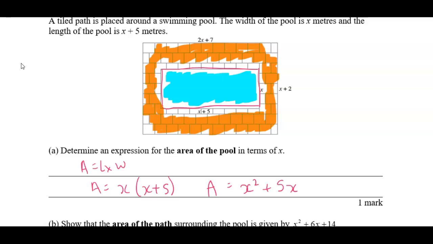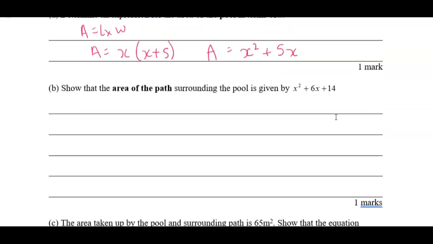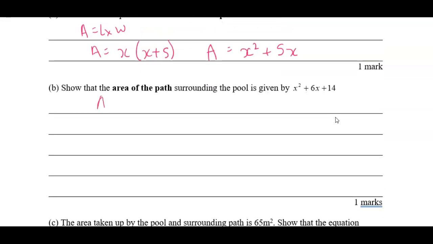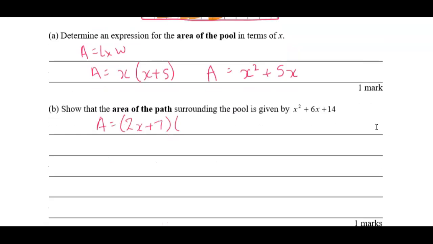You get the gist. So basically this path, this orange section, is your whole rectangle around here, the outside. Okay, got that whole big rectangle and we're going to take away the pool and that leaves us with the orange section. So we're going to use the dimensions of the outside. So 2x plus 7 and x plus 2. 2x plus 7, and it's extremely important that you use brackets. And I've already forgotten what the other one was, x plus 2.